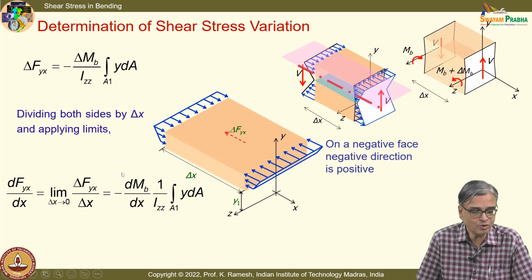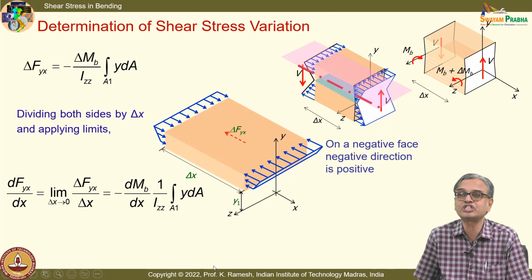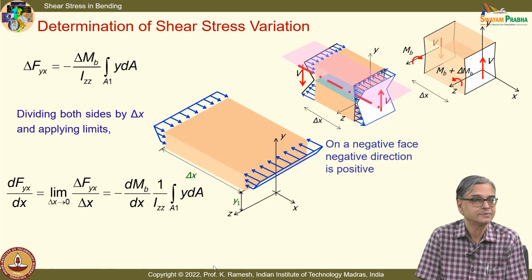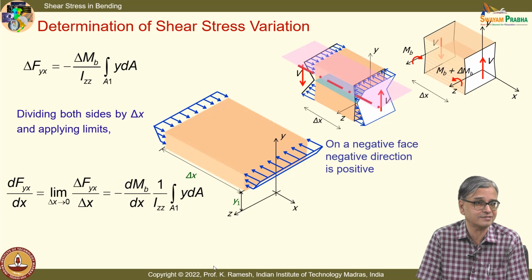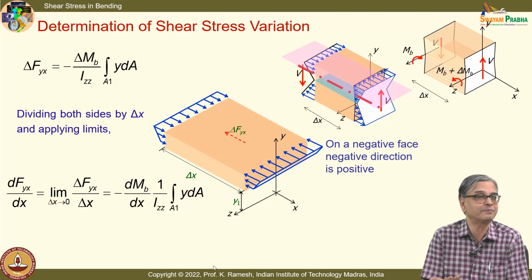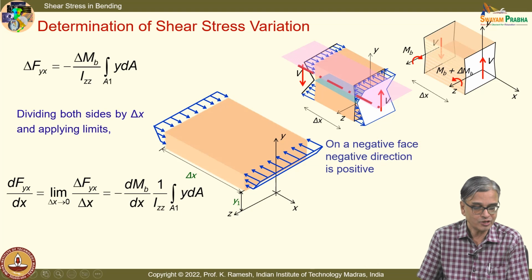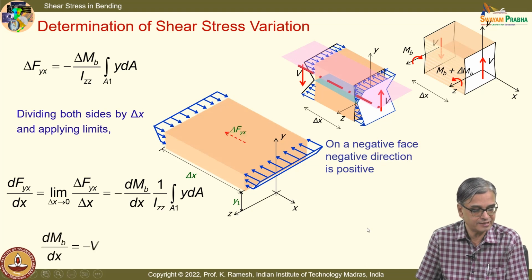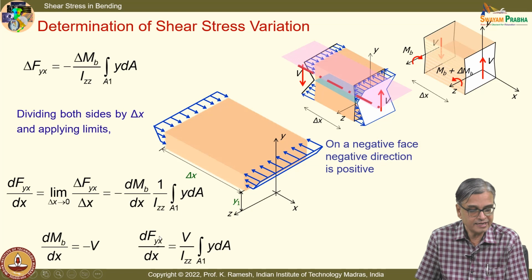But now I do not want to have this expression having bending moment, I want this expression to have my shear force. I have discussed it in the last class. I have shown you the interrelationship between the load applied and the shear force, and the bending moment applied and the shear force. So, if I invoke that condition, I will have dMb by dx equal to minus V, and then I can write dFyx by dx equal to V by Izz integral A1 y dA.